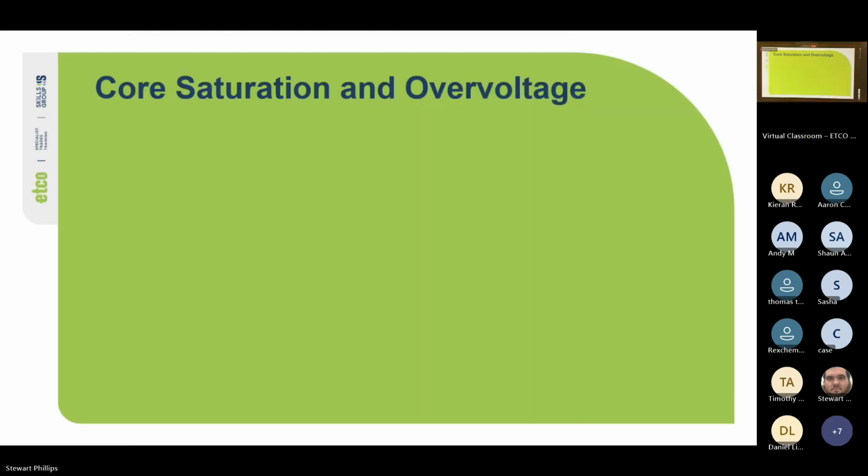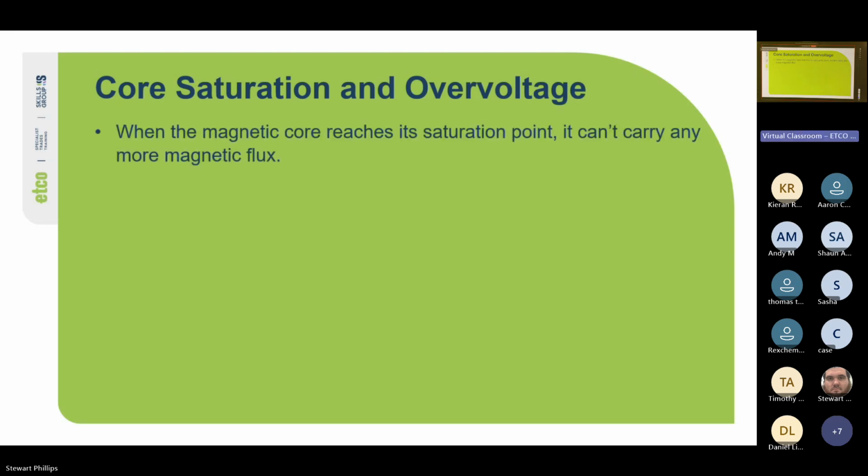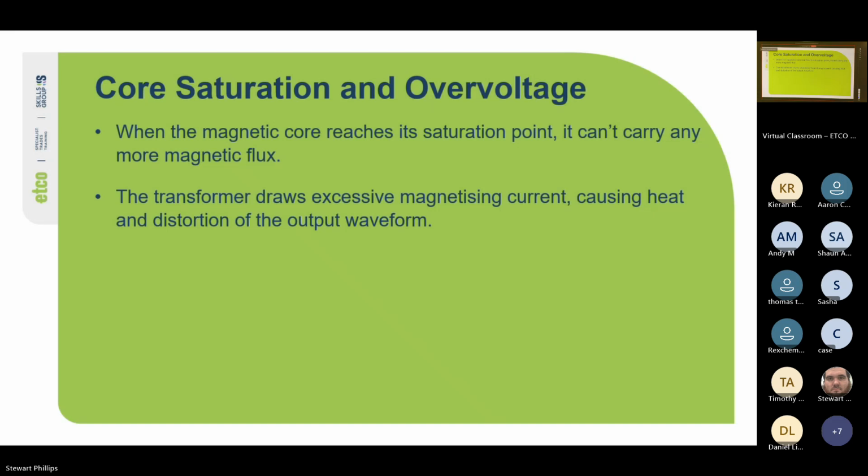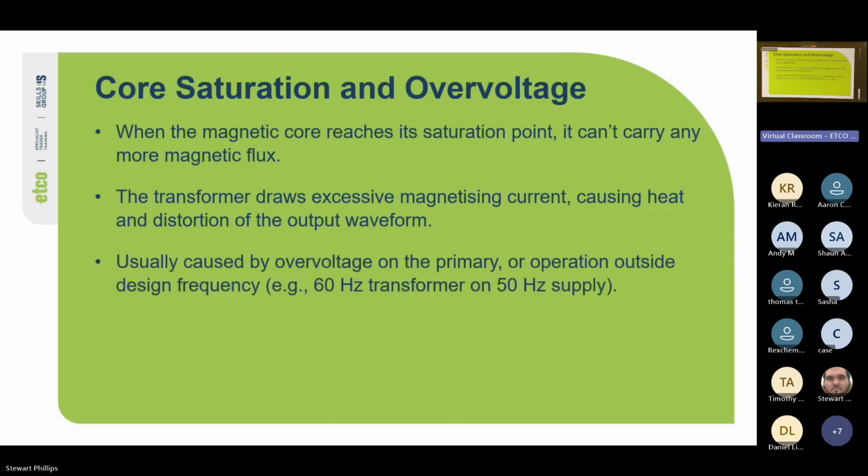So core saturation and over voltage. When the magnetic core reaches its saturation point, it can't carry any more magnetic flux. So the transformer draws excessive magnetizing current, causing heat and distortion of the output waveform. It's usually caused by overvoltage on the primary or operation outside its design frequency. So a 60 hertz transformer on a 50 hertz supply. So what might happen if a 230 volt transformer is accidentally connected to 400 volts?